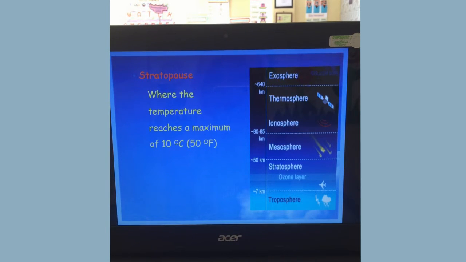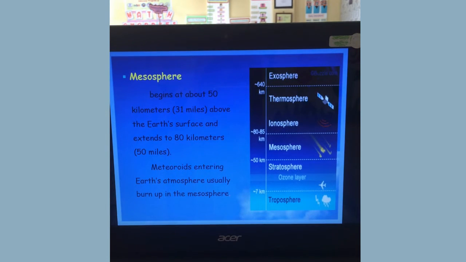The stratopause is the boundary of the stratosphere before the next layer comes. The next layer is the mesosphere. The mesosphere begins at about 50 km or 31 miles above the Earth's surface and extends to 80 km or 50 miles. Meteorites entering Earth's atmosphere usually burn up in the mesosphere.